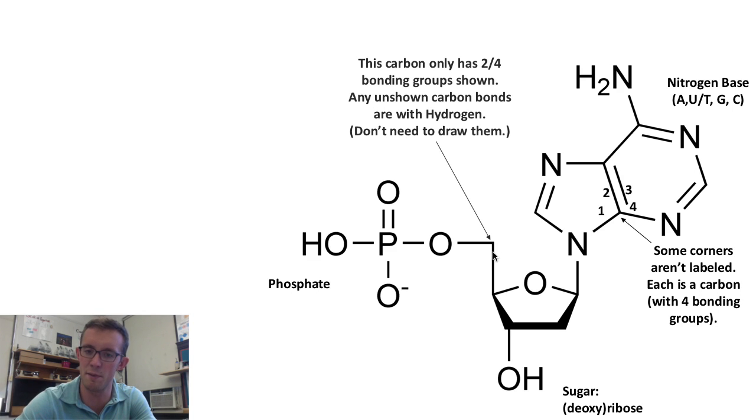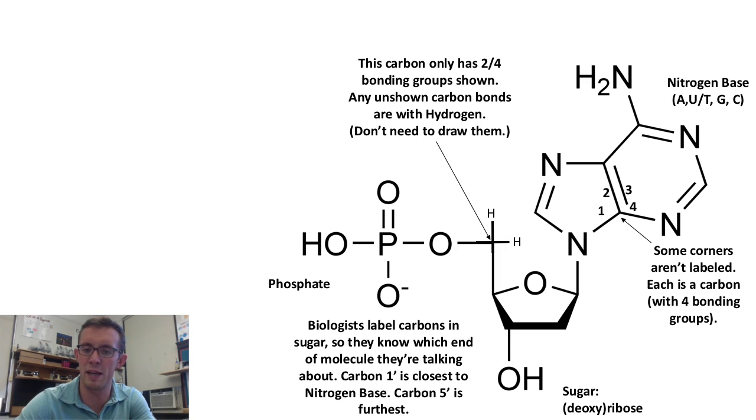However, what you'll notice is that some of these unlabeled carbons don't have 4 bonding groups shown. You can see that this carbon, this corner right here representing the carbon, is bonded to an oxygen and 1 other carbon. So it only has 2 out of 4 of its bonding groups shown. The other 2 bonding groups, the unshown ones, are hydrogen atoms. And again, chemists and biologists will generally leave these out just to save time.